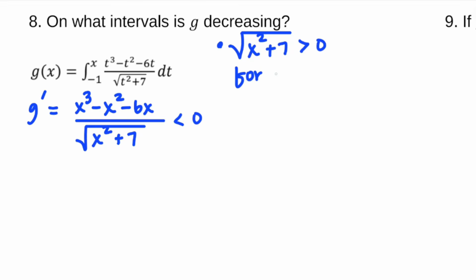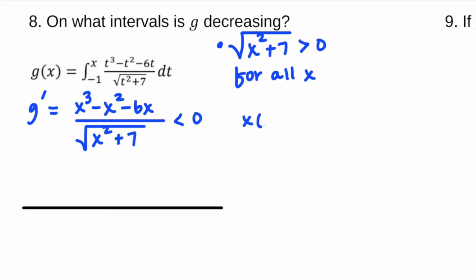So I'm not concerned about anything with the denominator. I'm actually just going to be considering the numerator. And so I'm going to make a sign chart on g prime. The places where g prime could potentially change signs are going to be the zeros of the numerator, and so I'm going to need to factor that.